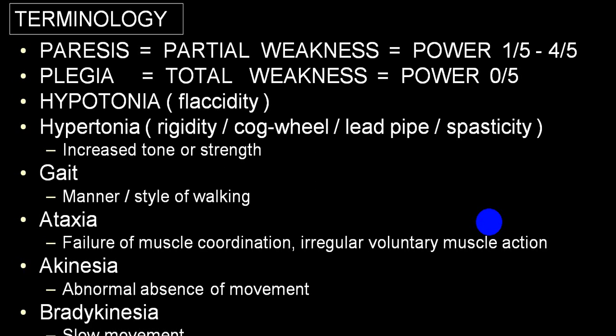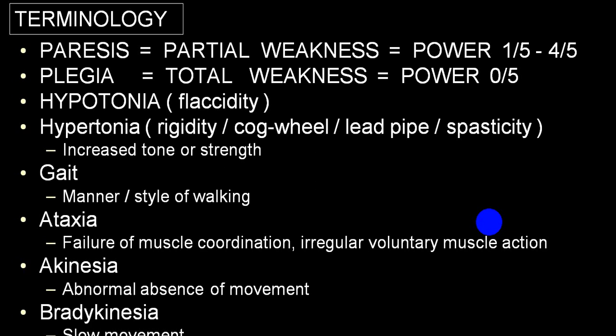Gait is the style of walking, and depending upon the type of walking, different gaits are described, like hemiplegic gait, paraplegic gait, cerebellar ataxic gait, etc. Ataxia means failure of muscles to coordinate and irregular voluntary muscle action. And particularly while walking, if a person has ataxia, he will have a tendency to fall on any side, either on the right side or left side. His balance will not be proper, and that we call ataxia.